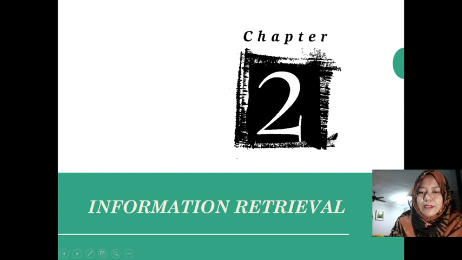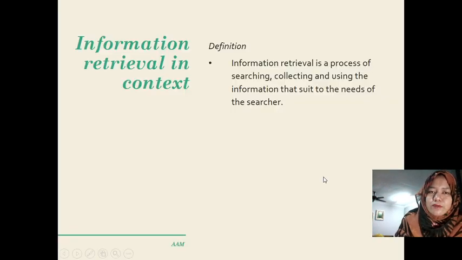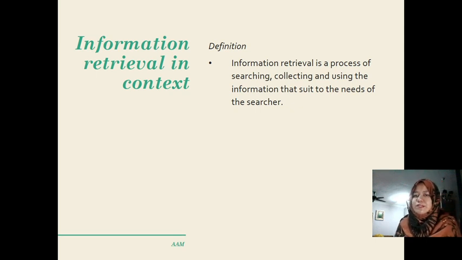Alright. So, information retrieval. What is information retrieval? It's defined as a process of searching, collecting, and using the information that suits the need of the searcher. In the context of an information agency, we know the searcher as a user. The user wants to find the information that might suit their needs. They also collect the things that might relate to the topic that they are searching for.